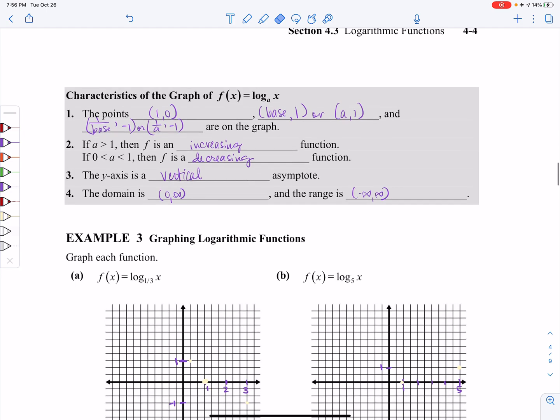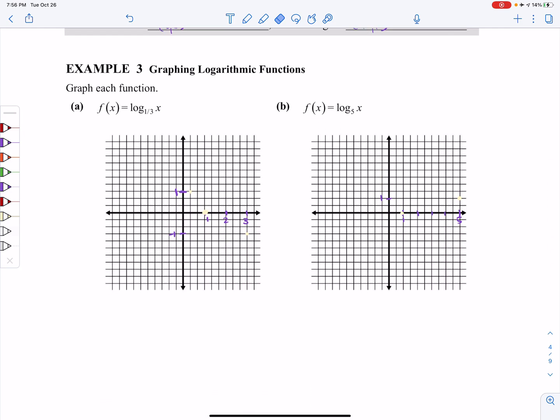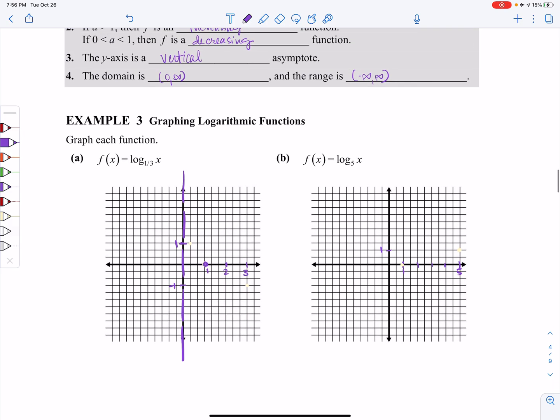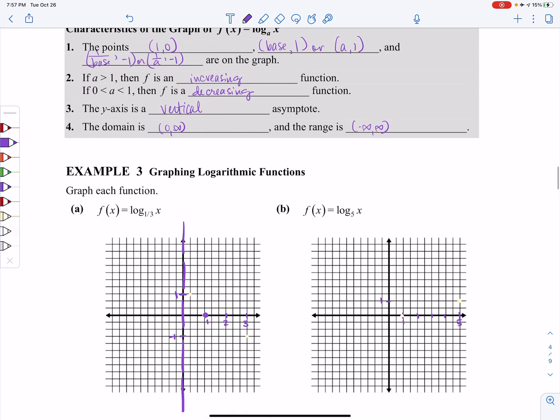All right, so let's take a look then at graphing some of these. Notice that this first one just simply says we have the log base 1/3 of x. So the very first thing that we're going to do here is draw our vertical asymptote. This one is just one of the normal parents, so we're going to have a vertical asymptote along the y-axis. And then our important points are going to be (1, 0), and then (base, 1). So this is going to be (1/3, 1).